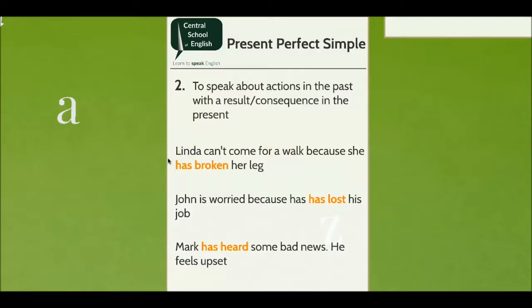We use the present perfect to speak about the action in the past. In this sentence, we use the present perfect to communicate that Linda has broken her leg. This action has a result in the present. The result is that now Linda cannot come for a walk.